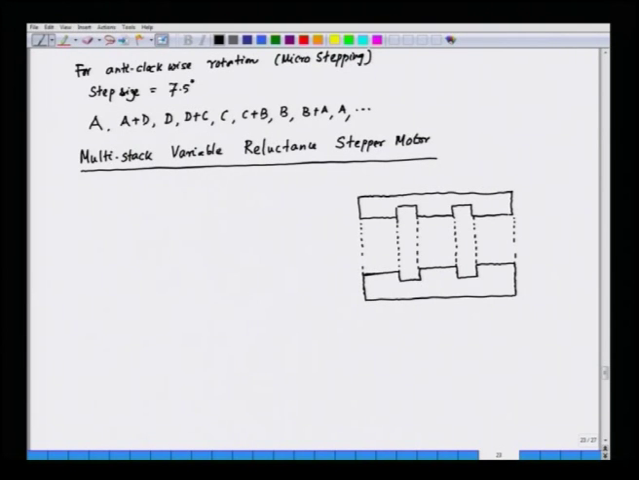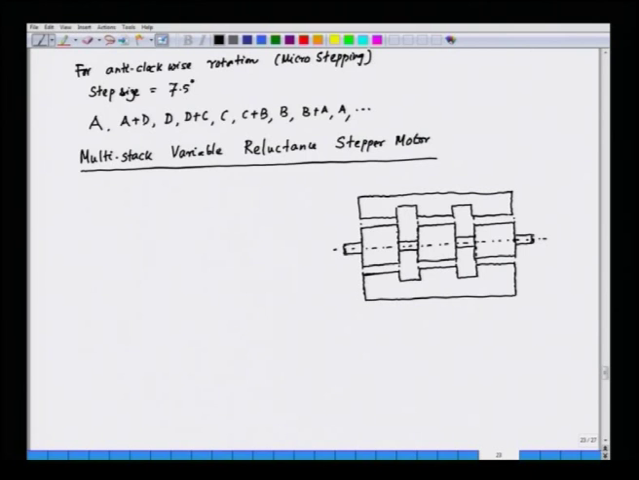What about the rotor? Rotor is also having multiple stacks. So, the stacks of the rotor, this is the rotor stack, one stack, the second stack here, and the third stack. And we have the shaft here, so this is the shaft, the rotor shaft here, it is mechanically connecting all the rotor stacks, this shaft.